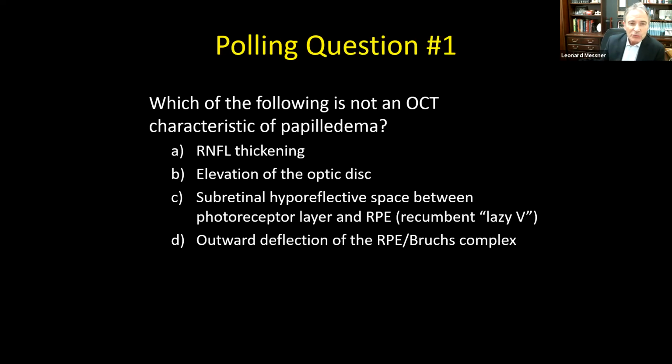And the question is, which of the following is not an OCT characteristic of papilledema? A, retinal nerve fiber layer thickening. B, elevation of the optic disc. C, a subretinal hyporeflective space between the photoreceptor layer and the RPE, aka the lazy V. Or D, an outward deflection of the RPE Bruch's complex. And I see that there's another choice that's been thrown in there as well. So why don't we answer the polling question?